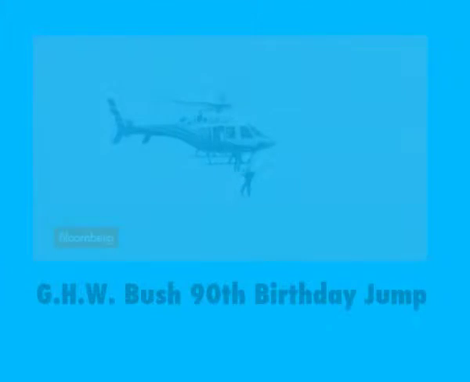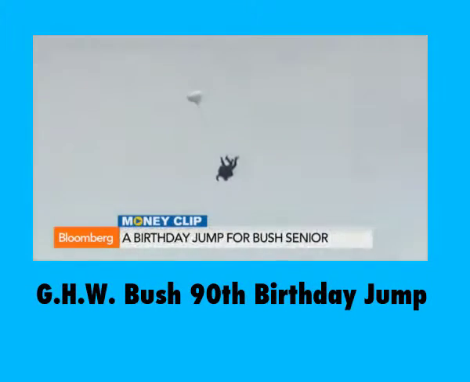Former President George Bush is celebrating his 90th birthday today with an extreme jump. He jumped out of a helicopter, harnessed to Sergeant First Class Mike Elliott, a retired member of the Army's parachute team. Bush skydived with Elliott 5 years ago when he was 85, and now he's 90. Incredible. Happy birthday, Mr. President.